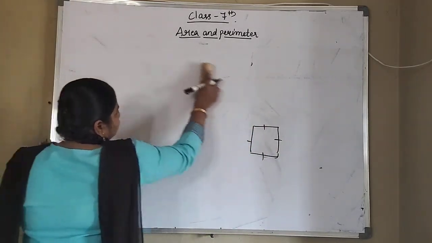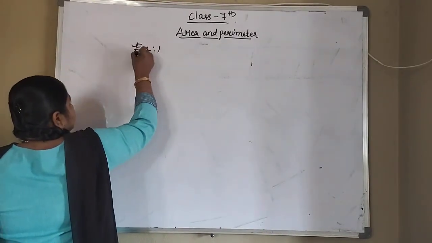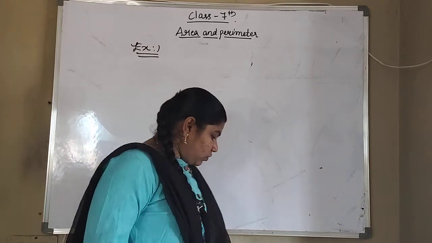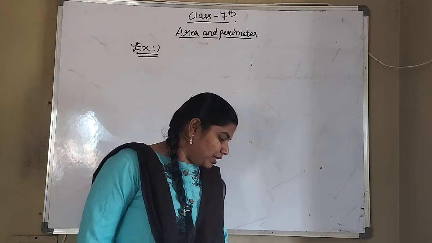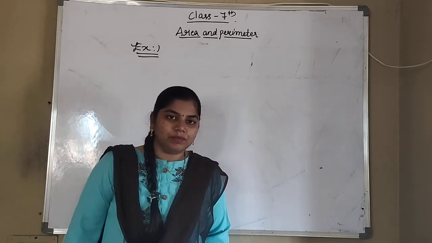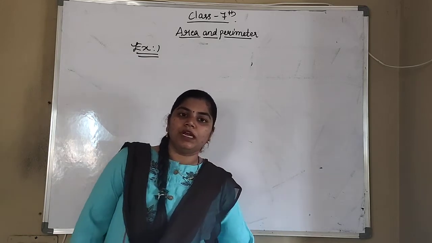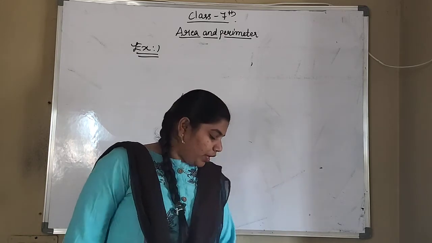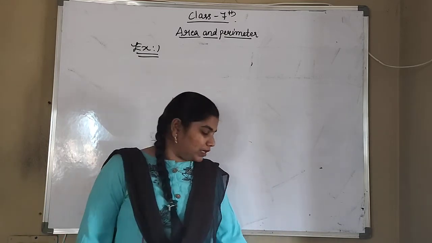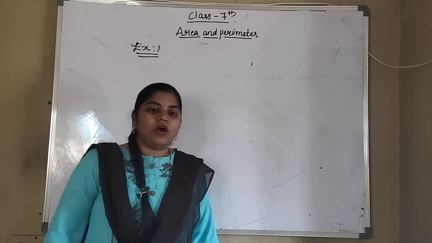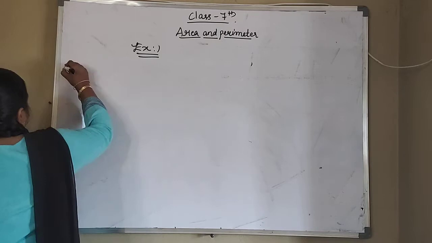Exercise 1. Complete the table given below. You just have to write the formulas in the blanks. First one, they are asking about the perimeter of a rectangle. So what is the formula? 2 into L plus B. In the next blank, they are asking about the area of a square. What is the area of a square? That is S into S or S square. Both are the same.